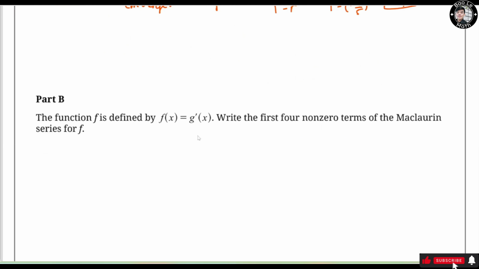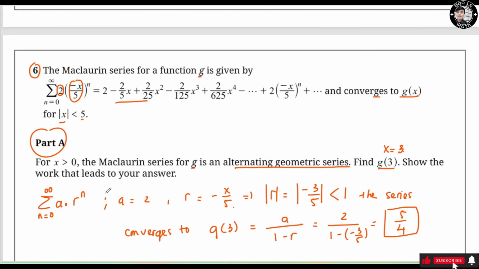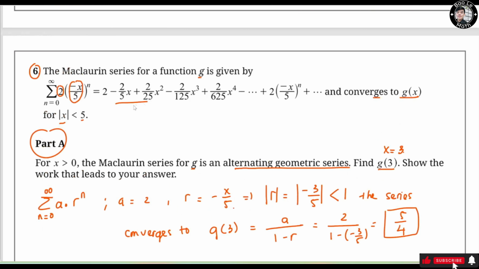Now, question B. The function f is defined by f of s equals g prime of s. Write the first four non-zero terms of the Maclaurin series for the function f, right? So, f of s equals g prime of s, right? g of s is right here, so we just take the derivative of this one, right? The derivative of 2 equals 0.